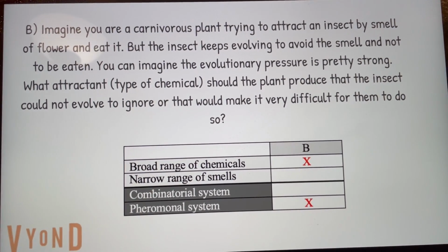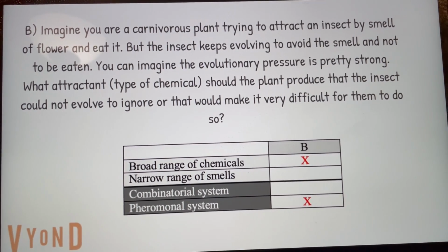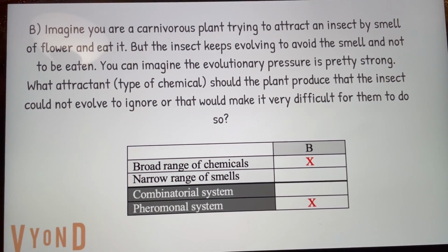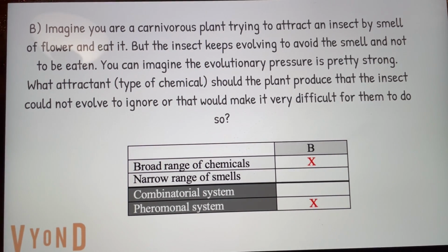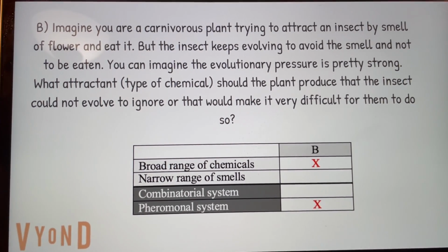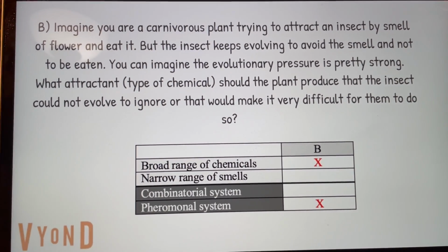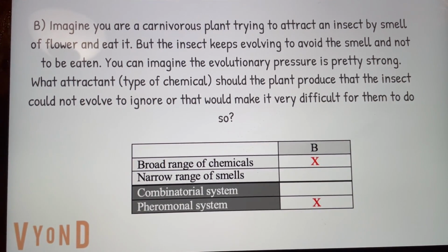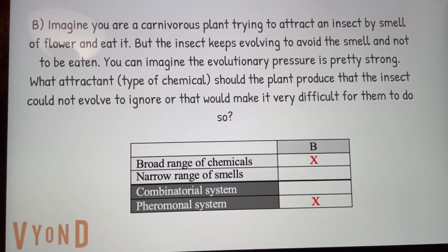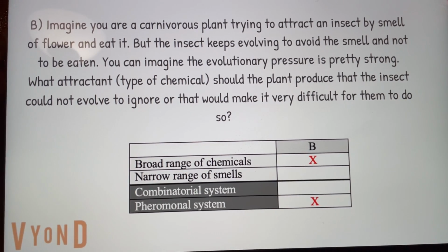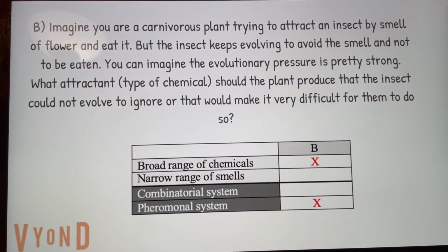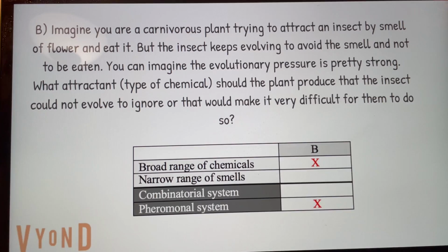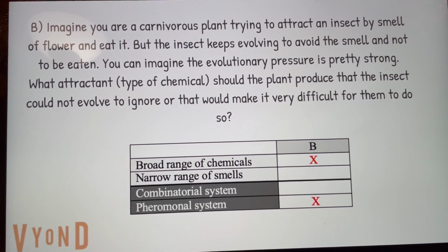The answer is a broad range of chemicals and the pheromonal system, because a broad range of chemicals will prevent the insect from easily evolving to avoid the smell. If it does evolve to avoid one smell, the plant can just use a different smell and it will continue to attract the same insect.